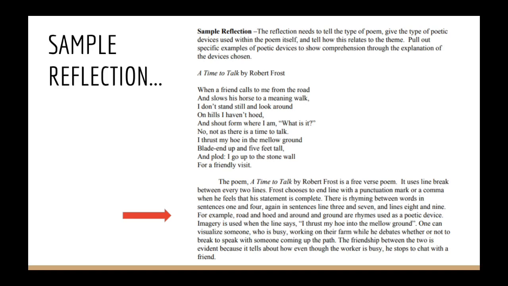For example, rode and hoed and around and ground are rhymes used as a poetic device. Imagery is used when the line says, "I thrust my hoe into the mellow ground." One can visualize someone who is busy working on their farm while he debates whether or not to break to speak with someone coming up the path. The friendship between the two is evident because it tells about how even though the worker is busy, he stops to chat with a friend.